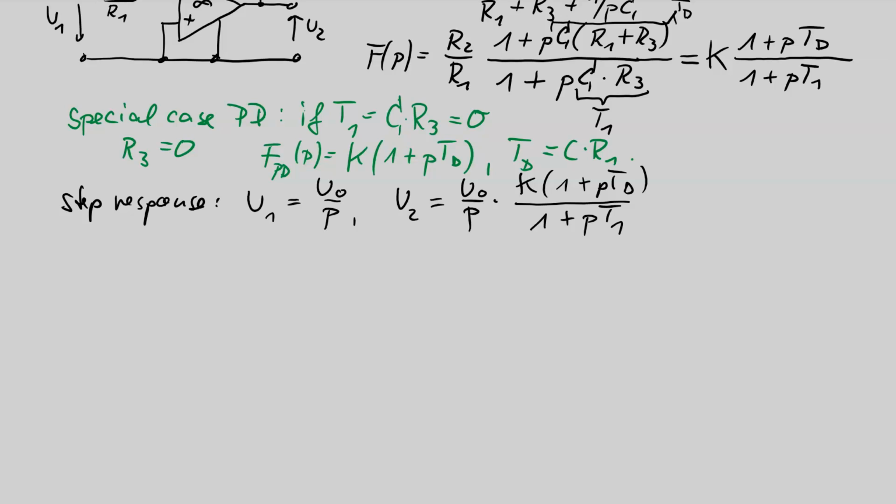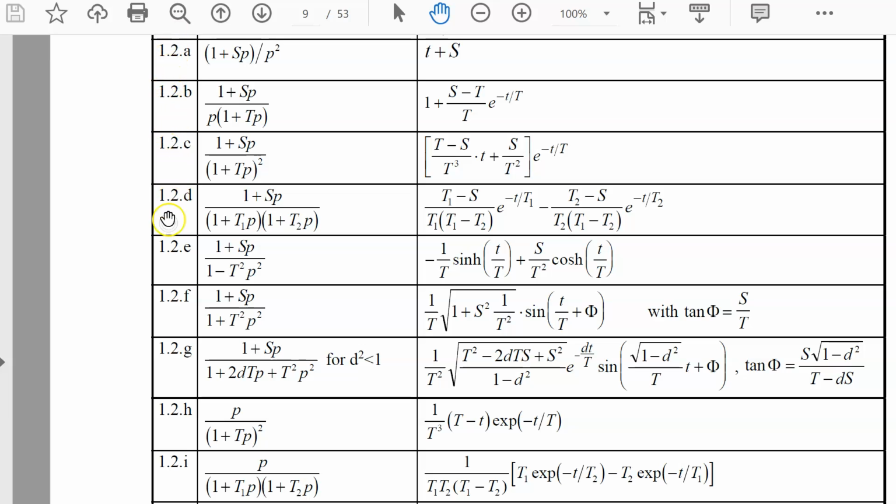Yeah, and if we look into my Laplace table, I have to look for a term which has a first order function in the numerator and a p times second order function in the denominator. So I have to go to that section which starts in the left column with the numbers 1 dot 2 dot. So look into the section of the workbook. There are many lines starting with 1 dot. So 1 dot 2 dot.